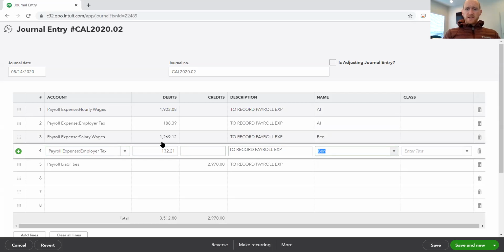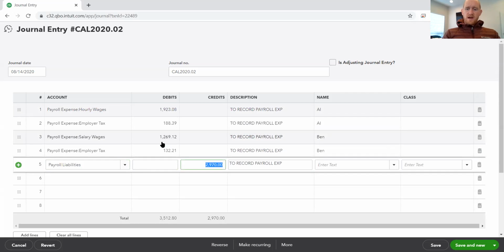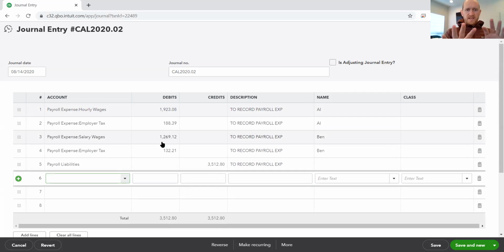Okay, and I just do this over and over again for all of them until the whole payroll summary by employee is in there. By employee, both gross wages, which shows up on the total pay column, and the employer tax, which shows up on the employer tax column, until all of that information is in there. And then I put it all to payroll liabilities, just like this. This is the payroll. This is the journal entry.